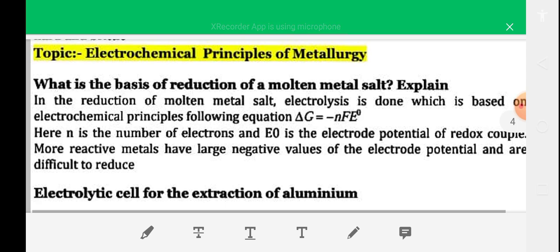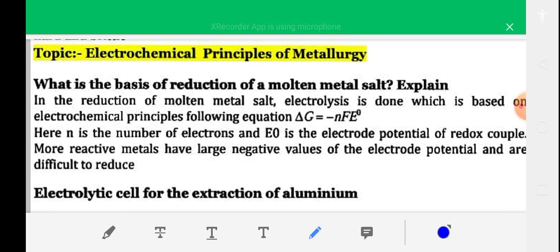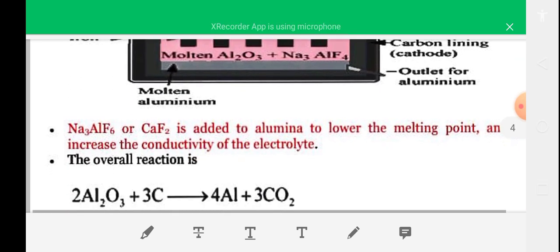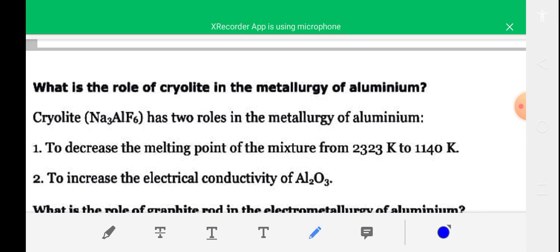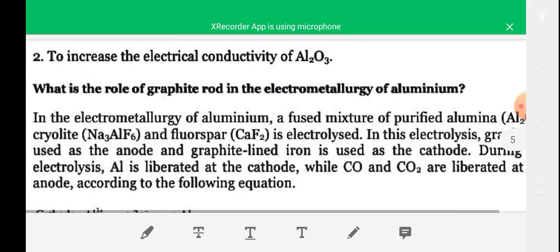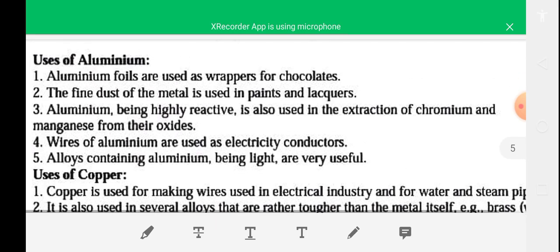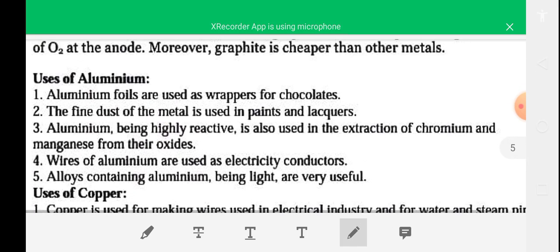Okay, now see electrochemical principle of metallurgy. It is the extraction of aluminium, but extraction of aluminium is not given in the syllabus, not required. Okay, extraction of aluminium not required. What is the role of cryolite and fluorspar in extraction of aluminium from its ore? Bauxite is not required, excluded from syllabus. Now here you can see different uses of different metals.